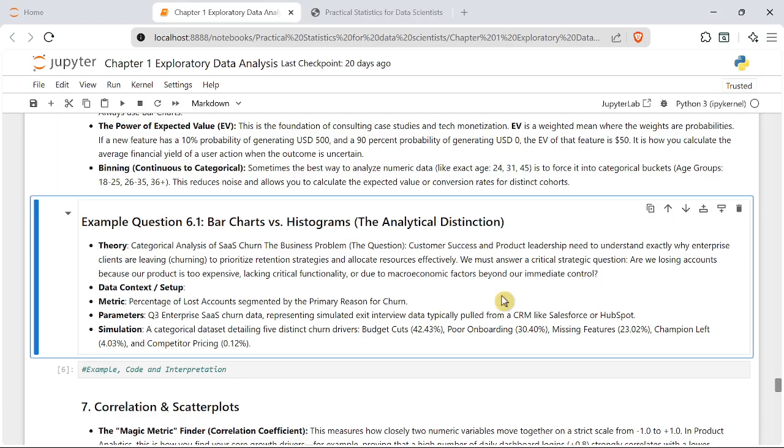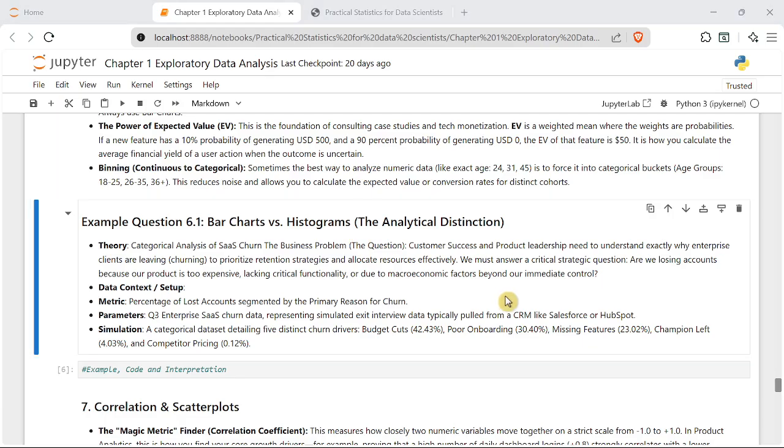Okay, when enterprise clients start leaving your SaaS platform, customer success and product leadership need answers immediately. You cannot fix a leaky bucket if you don't know where the holes are. Today, we are going to use categorical data to answer a critical strategic question. Are we losing accounts because our product is too expensive?